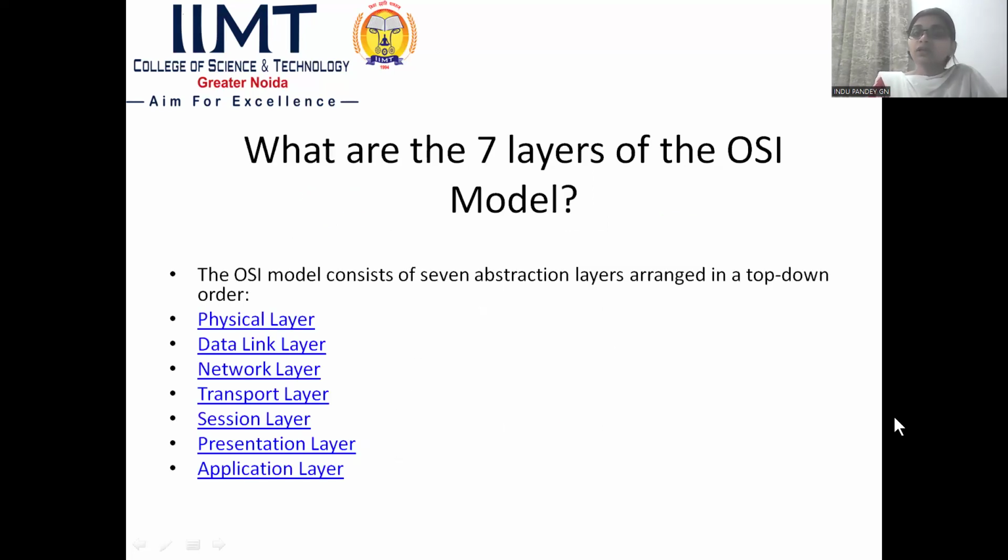So what are the seven layers of the OSI model? The OSI model consists of seven layers. That is, in top-down order, we can say physical layer, data link layer, network layer, transport layer, session layer, presentation layer, and application layer. Now we will discuss in detail these layers and their functionality.